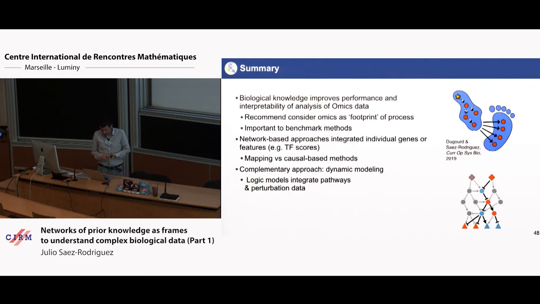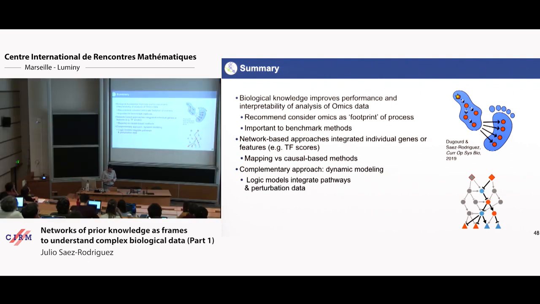So with that, I'll finish this general part of the presentation. So as we've seen, using biological knowledge in the form of networks or other type of knowledge, it really helps us to look at large omics data. It increases statistical power, but also interpretability. So we think it makes sense to consider data as a footprint of the process of interest. This can be more informative.